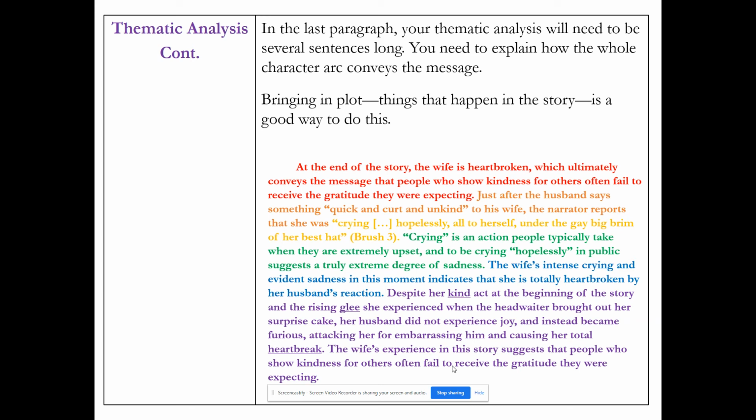Despite her kind act at the beginning of the story and the rising glee she experienced when the headwaiter brought out her surprise cake, her husband did not experience joy and instead became furious, attacking her for embarrassing him and causing her total heartbreak. The wife's experience in this story suggests that people who show kindness for others often fail to receive the gratitude they were expecting.